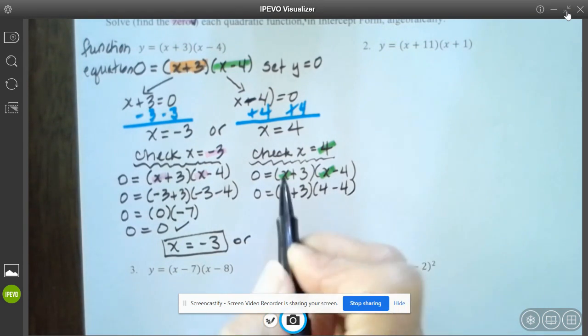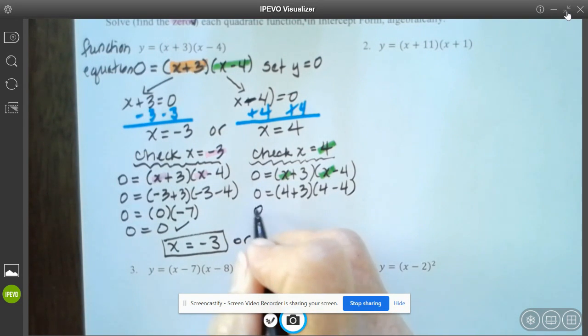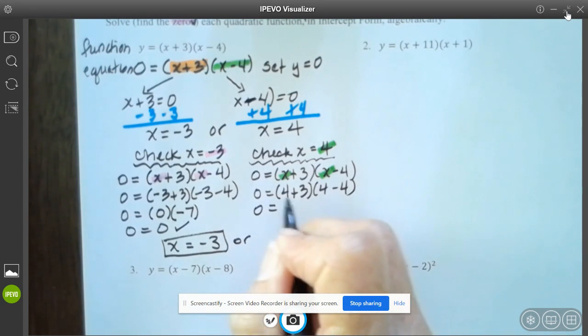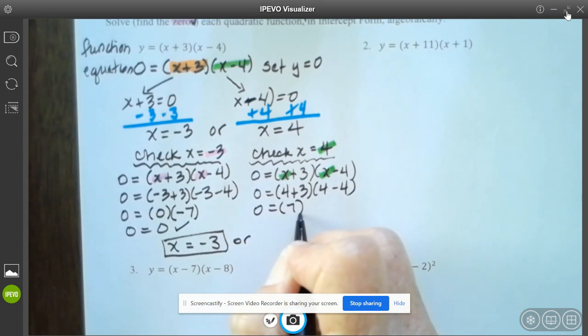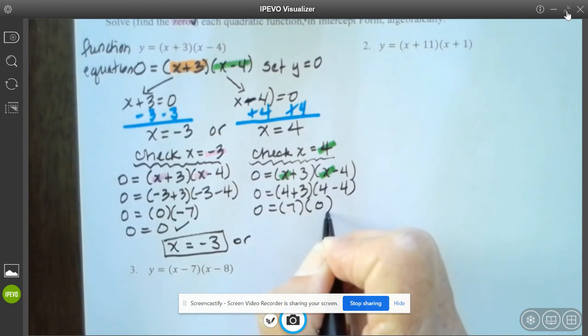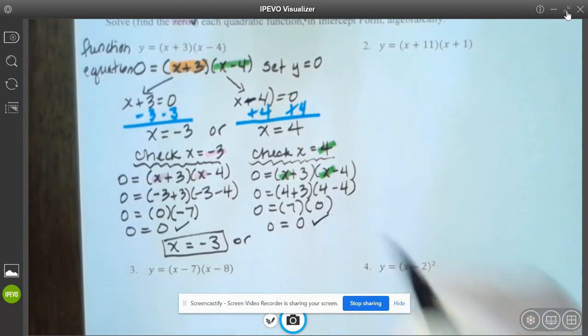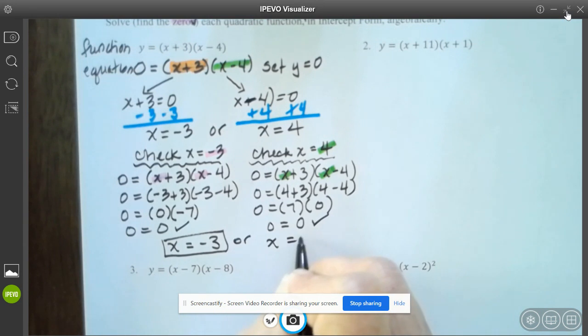Okay, so instead of x, we substituted 4 because that's what we're checking. Now we simplify. Remember, parentheses first. So 4 plus 3 is 7. Parentheses again. 4 minus 4 is 0. So again, 0 equals 0. Did it work? Yes. So our two answers are x equals -3 or x equals 4.